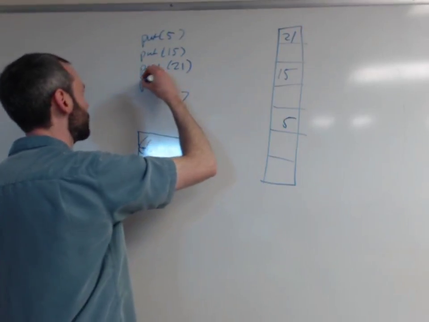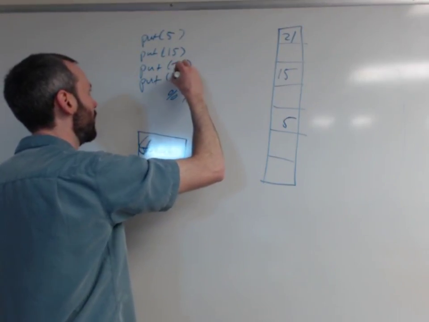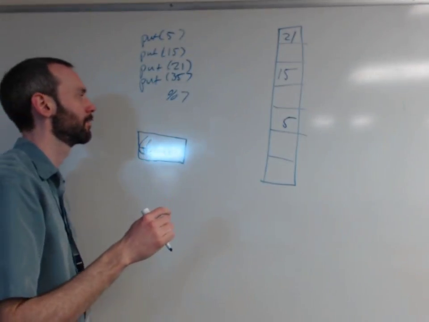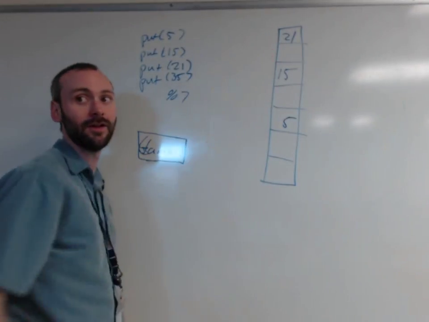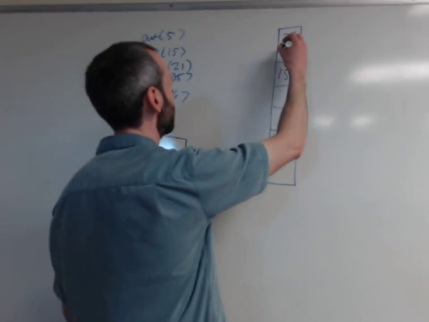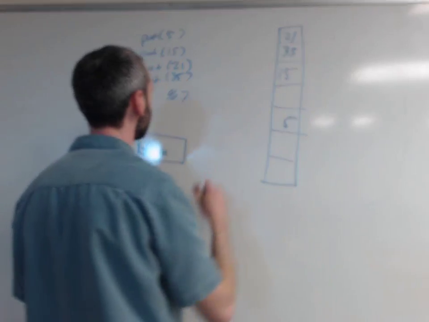Let's go put 35. Where would that try and go? The 0 spot. Alright, so where should we put it? We're not doing chaining. So you want to put it in the next one, okay. We'll put it in the next one. 35.